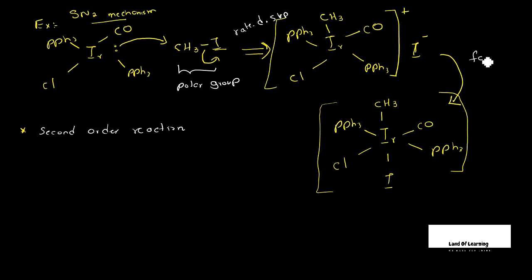This step is fast. If I ask you why this is fast, you must have an answer for it, right? Look at this. We have a positively charged complex and iodide. These are anions and cations, which are unstable. So they are going for the neutral compound, which is stable compared to this. So going from unstable to stable has to be fast.